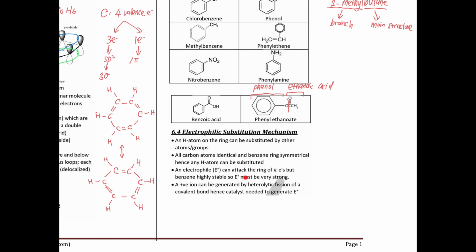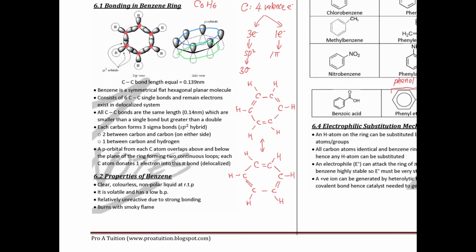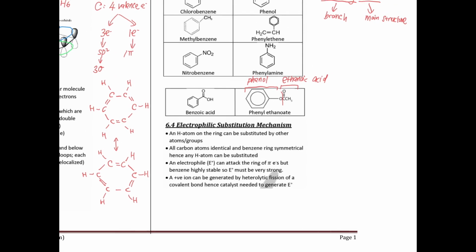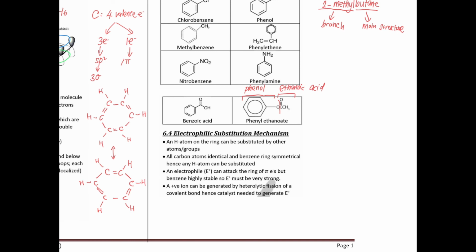But benzene is highly stable, so the electrophile E+ must be very strong. As mentioned in the notes, 6.2, benzene is relatively unreactive, so if you want it to react, you must use a very strong electrophile. A positive ion can be generated by heterolytic fission of a covalent bond. Hence, a catalyst is needed to generate the electrophile. You need a catalyst to form the electrophile.